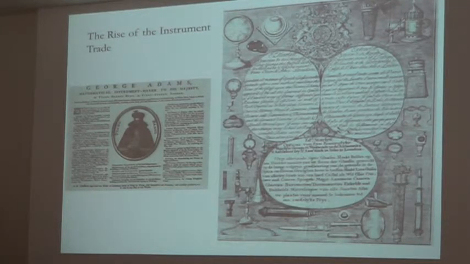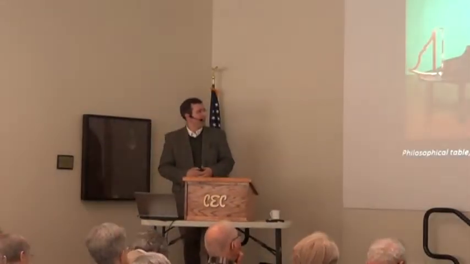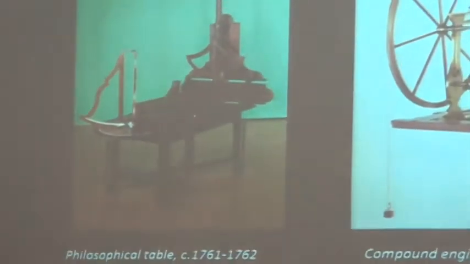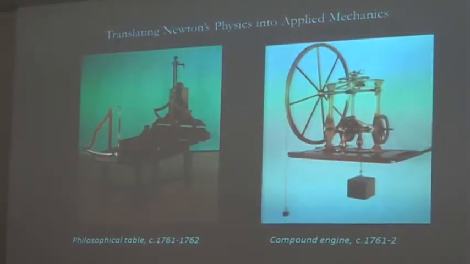And they're not doing it just for people like Robert Boyle or the cutting edge scientists. They're making hundreds of air pumps, hundreds of orreries, hundreds of mechanical devices. You see a couple here. This philosophical table, this one allows you to do about 70 different experiments with a series of weights and pulleys, and this compound engine is kind of a similar device.